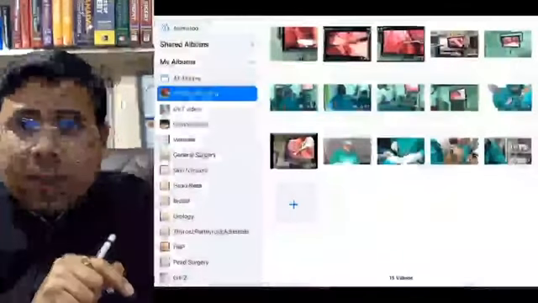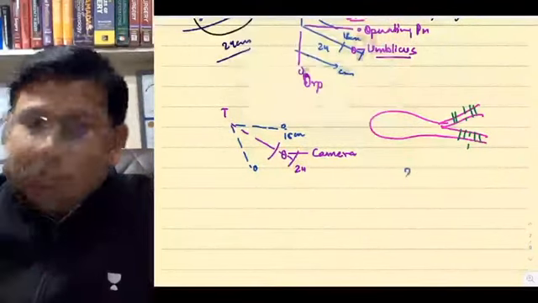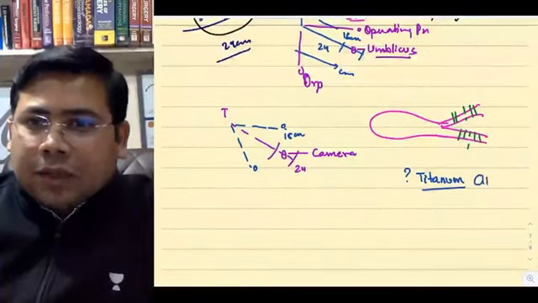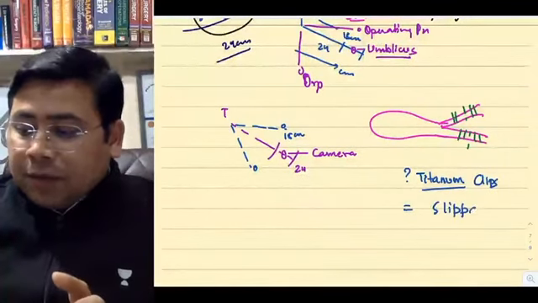Nowadays, we have one more type of clip applicable, that is the Hem-o-lok clip. Let me tell you, now, what is the problem with titanium clips? First of all, titanium clips that we are using have a risk of slippage. This is a big problem.